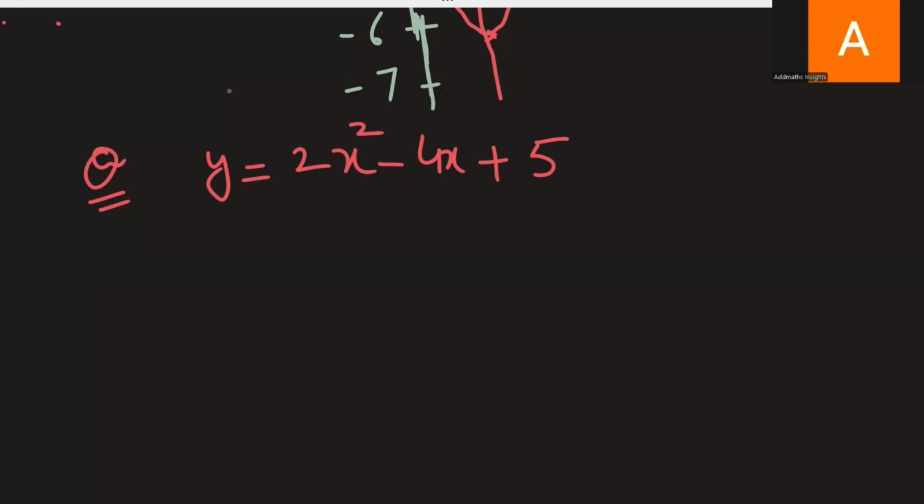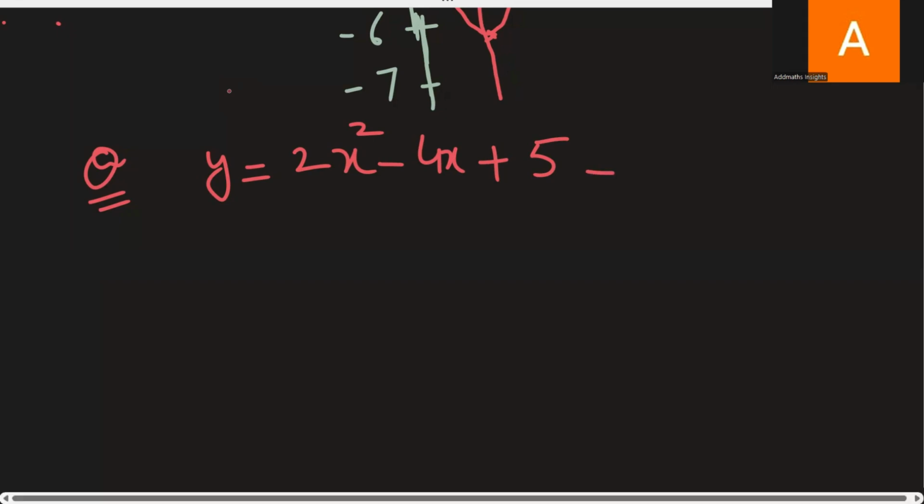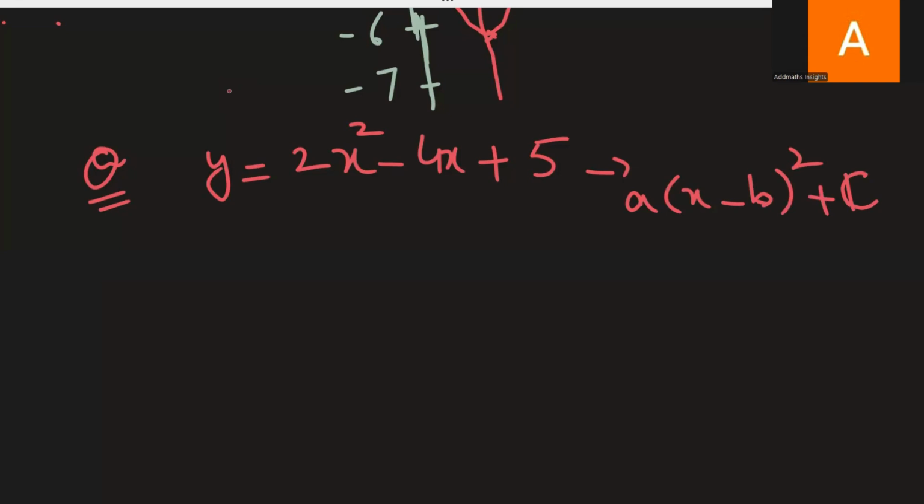So if factorization is not possible, you can express this whole expression in the form a(x minus b) whole squared plus k, or plus c. You can use any letter. Now first you will learn how to express this in this form. This is called the completing the square method.